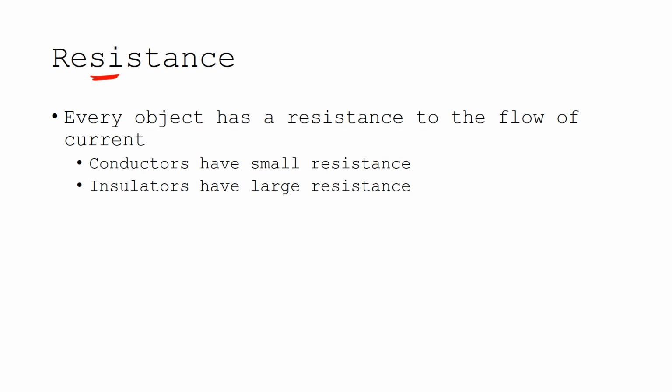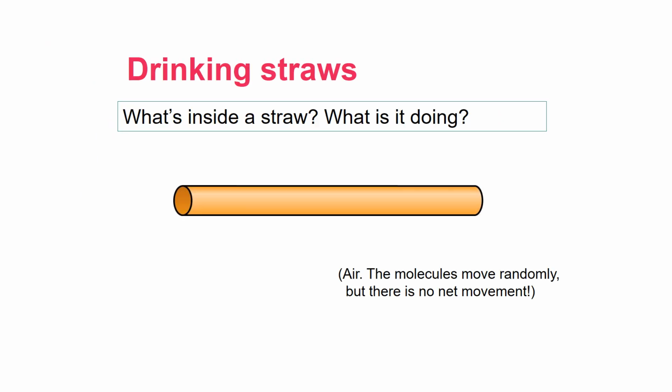Conductors typically will have small resistance to the flow of current. On the other hand, insulators will have a very large resistance, and that's why we don't have electricity running through insulators. So in this video, I'd like to intuitively illustrate the resistance and the relationship between current and resistance. To do so, we're gonna have a physical analogy from a straw, a drinking straw.